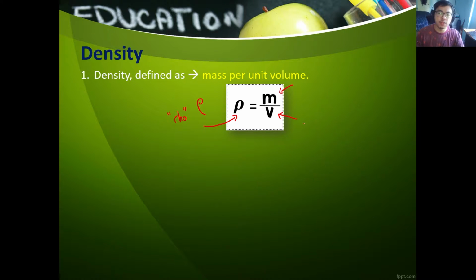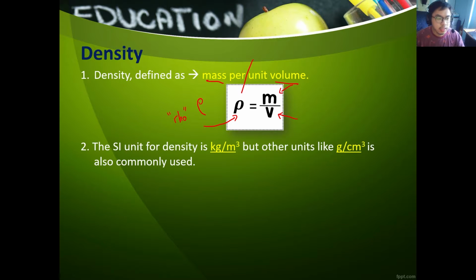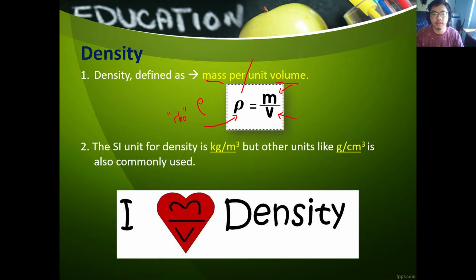Now you can see from this formula where we get our definition for density. Density is defined as mass over volume, or mass divided by volume, and that is also shown in the formula. The SI unit for density is kilograms per meter cube, but you can also have units such as gram per centimeter cube. If you cannot remember the formula for density easily, then you can use this trick.